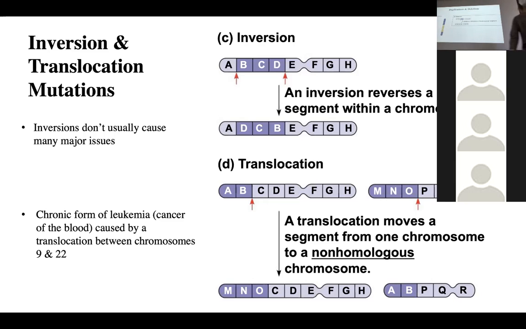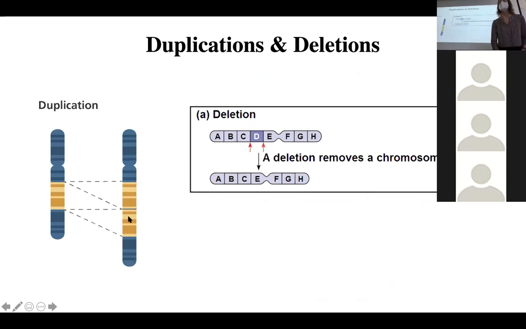Right, and then we have duplications and deletions. Duplications are just where a segment of a chromosome is completely copied. So you have two of those in one chromosome. Can cause some issues. A deletion is where a segment of a chromosome is totally removed and just gone. It doesn't go to another chromosome, it's just deleted.